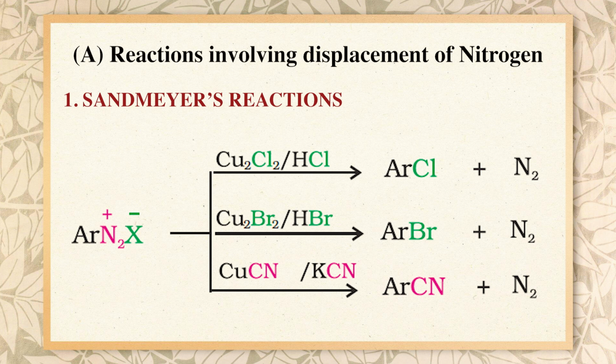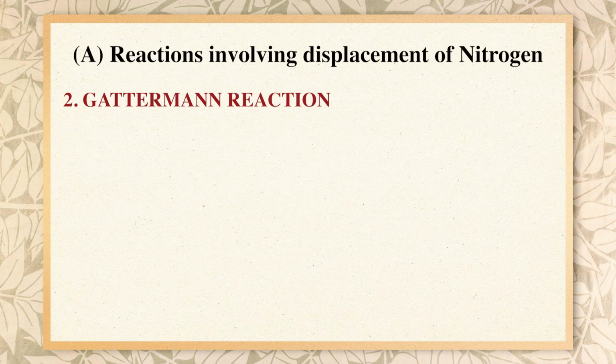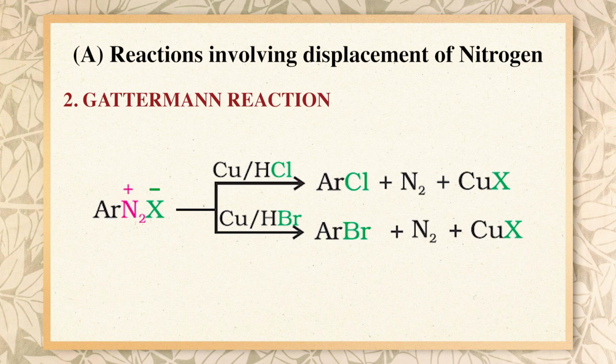Children, the second reaction that we will discuss is known as the Gattermann reaction. In the Gattermann reaction, the diazonium group is replaced by a chloride or bromide group. To carry out these transformations, the diazonium salt solution is treated with the appropriate halo acid in the presence of copper powder. In general, yields for the Gattermann reactions are lower than for the analogous Sandmeyer reactions.